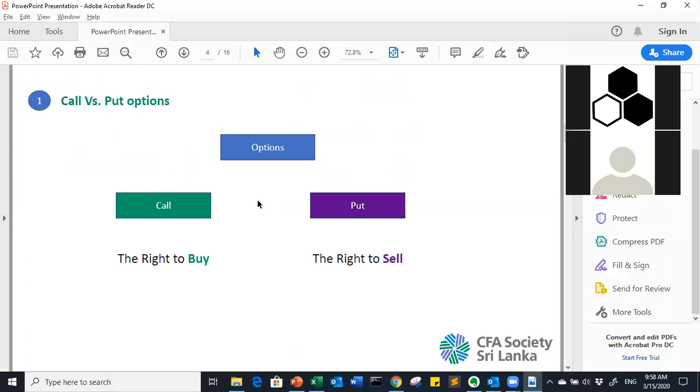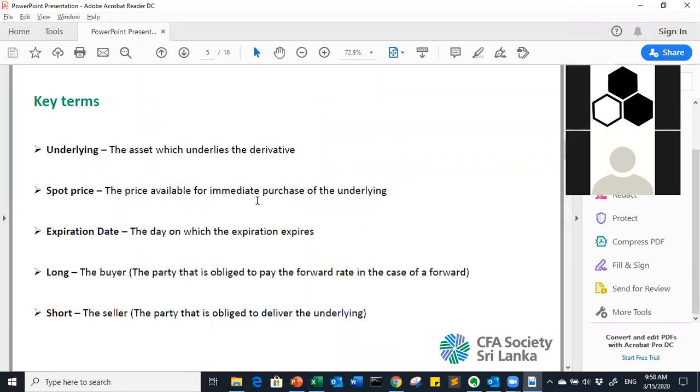Is that clear to everyone? Okay. So that's at a broad level. Be clear about the distinction between the call and the put option. Okay. So these are just the terminology. I think you should be familiar with this.